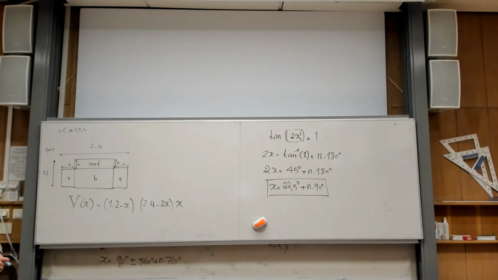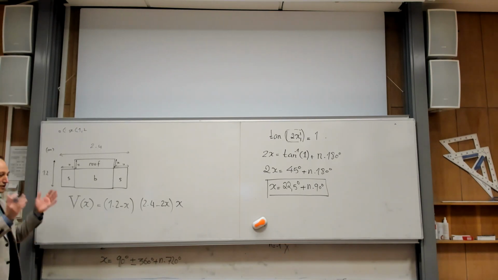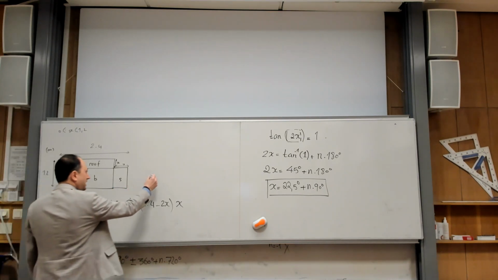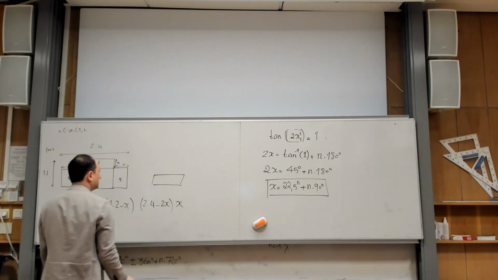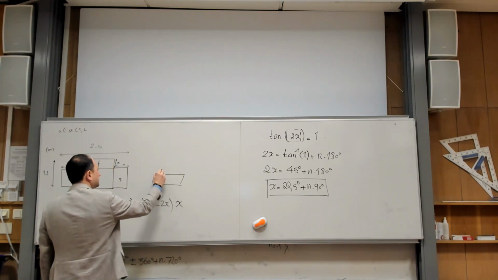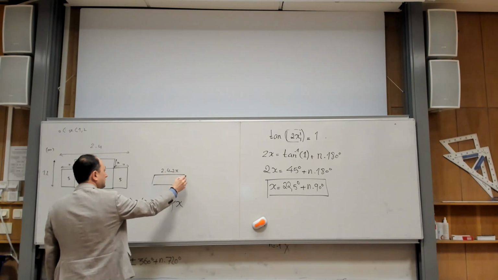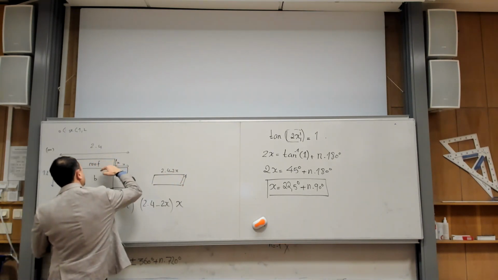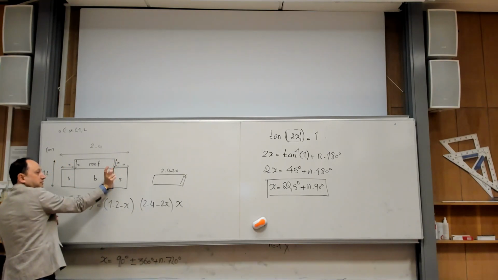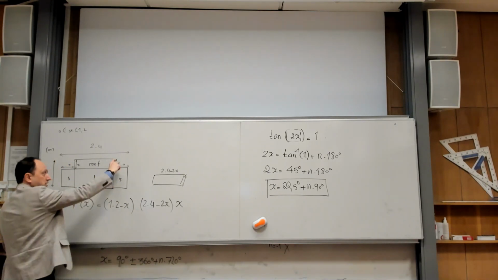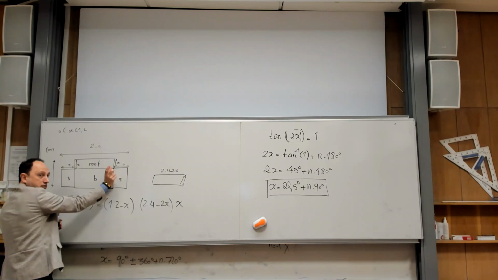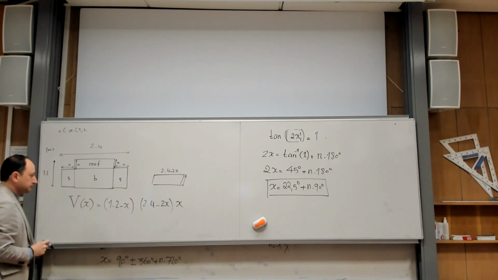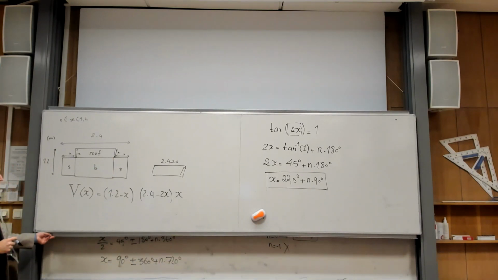Why is the last x put in here? Well, because you want to find a volume. You need to imagine there will be a rectangle down there. This length from here to here is 2.4 minus 2x. But this one is also x, yes? Because when you fold it up, this will become x. This x will go out actually, like this. That's the one.